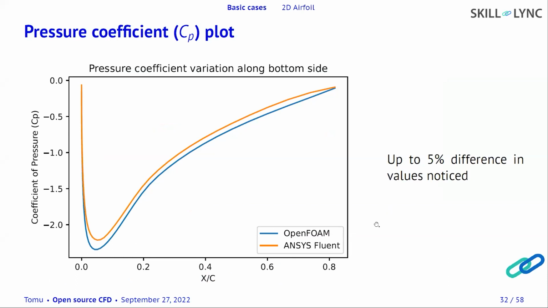Pressure coefficient is basically showing us the pressure relative to the free stream pressure. Here you can see we are getting negative values of pressure coefficient along the bottom side of the airfoil, which means that compared to the free stream pressure, we are having lower pressure at the bottom side. Now, if you compare the values, you can see we are not getting a coinciding plot as we have seen in the cavity case. Here we are having some difference, but still, if we calculate the deviation, or the difference in values, around up to 5% difference is noticed between OpenFOAM and ANSYS Fluent.